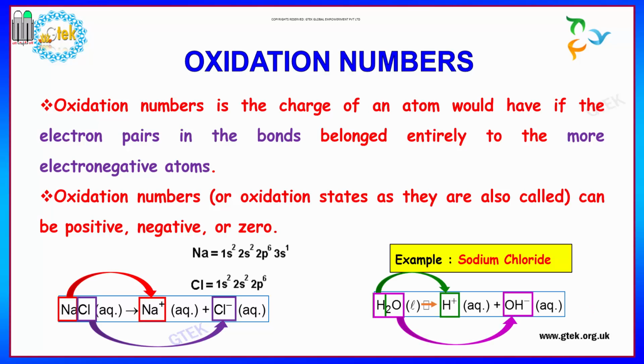Now we'll talk about oxidation numbers. Oxidation number is the charge of an atom if the electron pairs in the bonds belong entirely to the more electronegative atoms. Oxidation number can be positive, negative, or 0. You can see here I've got sodium chloride, Na+. The plus indicates the oxidation number is plus, and chlorine is Cl minus. This is referred to as oxidation numbers.